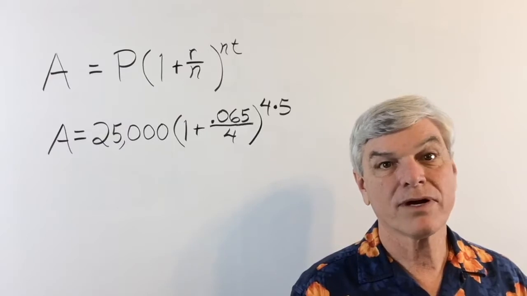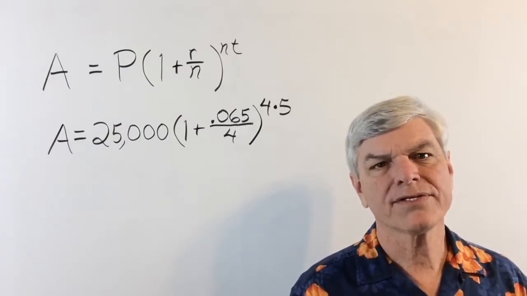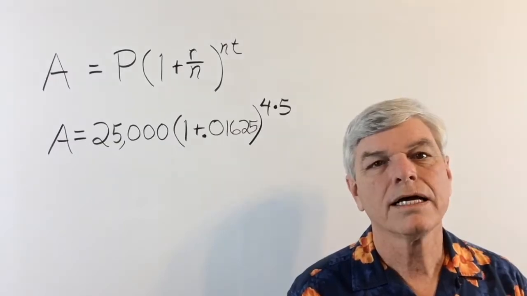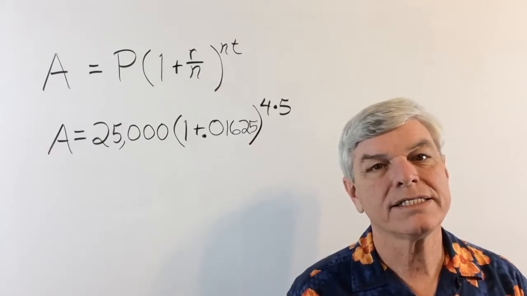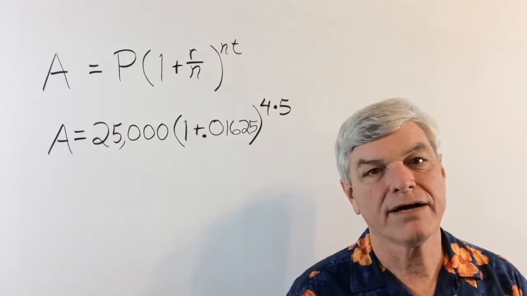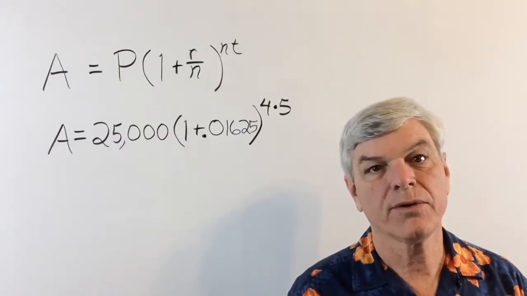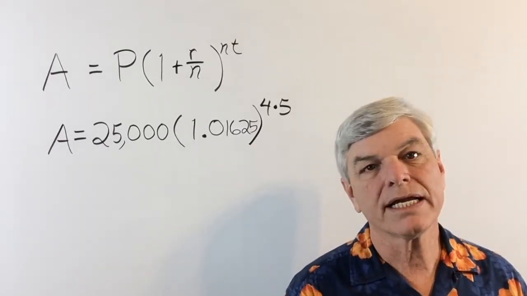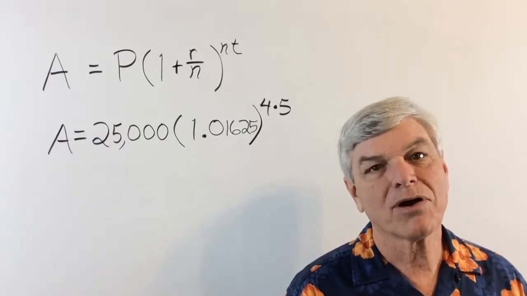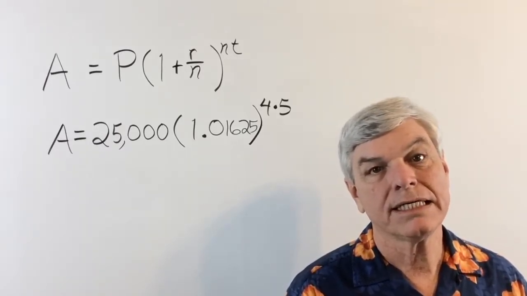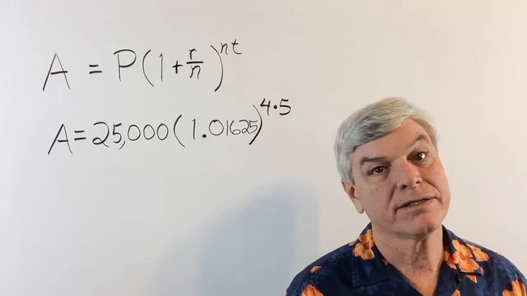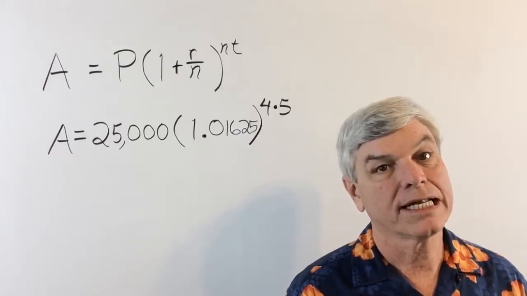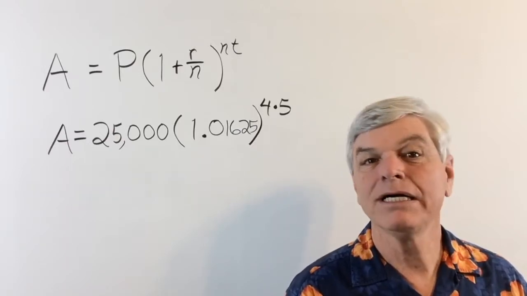So PEMDAS is parentheses first. And within our parentheses, we see 0.065 divided by 4, that will equal 0.01625. And so we're still working within the parentheses. Let's add 1 to that. That was pretty simple, and that is how almost all of our problems are going to work out when it says 1 plus the interest rate over the number of times we compound. You're just going to get rid of that plus sign and move the 1 over. Like I said, 98 to 99% of the time.